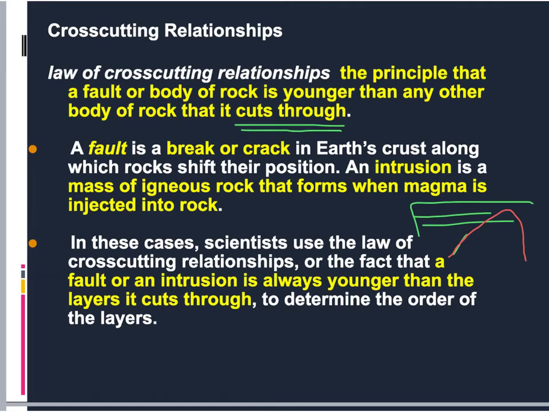Now, according to this law, that intruding magma or that fault, that might break in the rock, there's the fault, those two things are younger than those layers. That just makes sense, right? The layers have to be there first, then you get the breaking. In these cases, scientists use the law of cross-cutting relationships, or the fact that a fault or an intrusion is always younger than the layers that it cuts through, to determine the order of the layers. So if you can remember this fact, that the intrusion and the fault are younger than the layers, it makes it a little easier to figure out which layer is the youngest layer and which layer is the oldest.